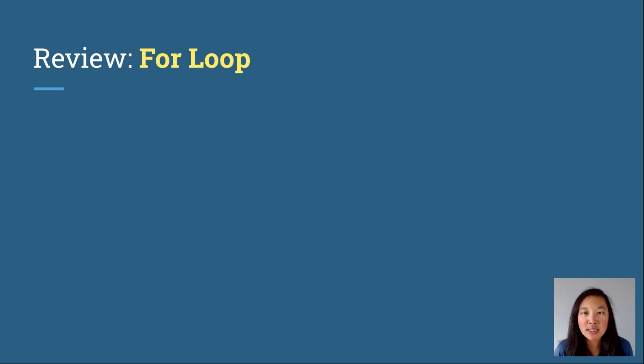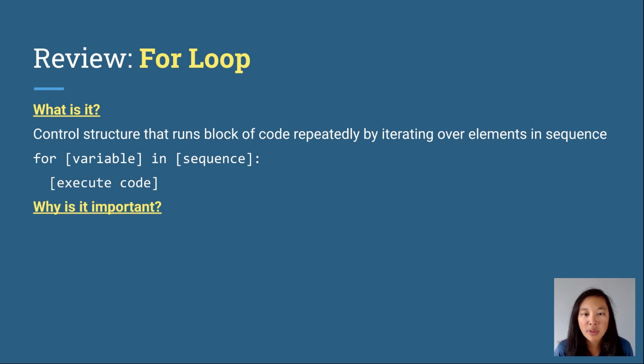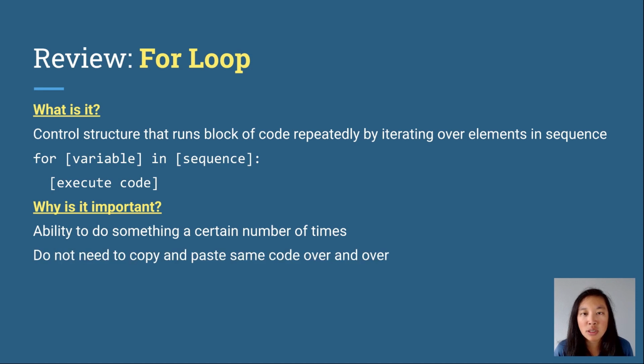As a review of last time, we talked about for loops, which are a control structure that runs a block of code repeatedly by iterating over elements in a sequence. And this is what it looks like. For some variable that we define in sequence, like a string, we execute some code. And this is important because it gives us the ability to do something a certain number of times, and we don't need to copy and paste the code over and over again.